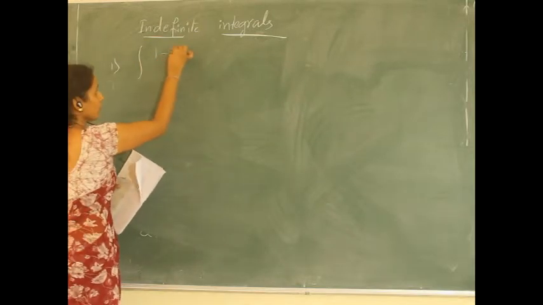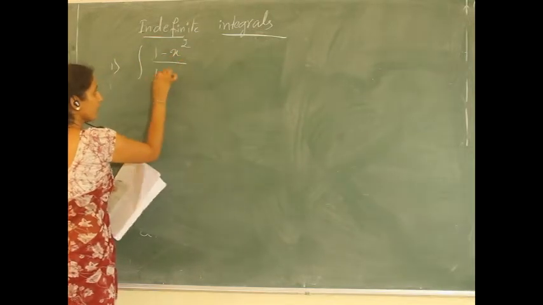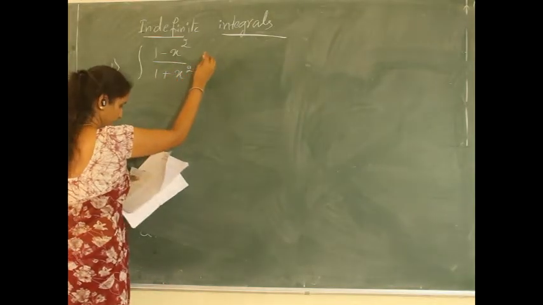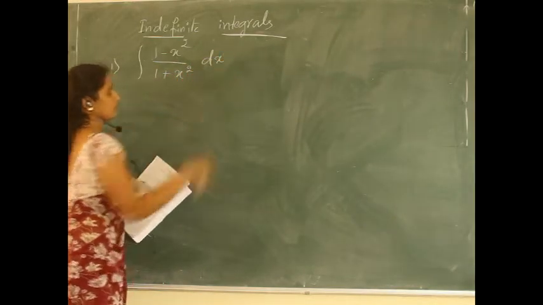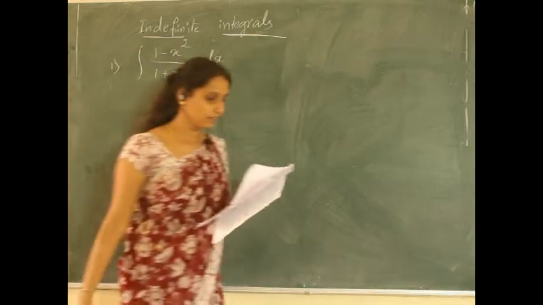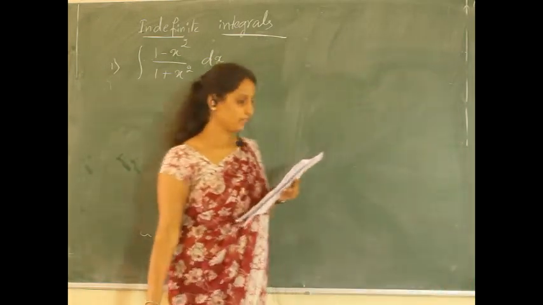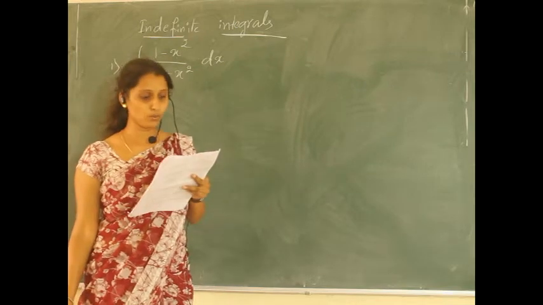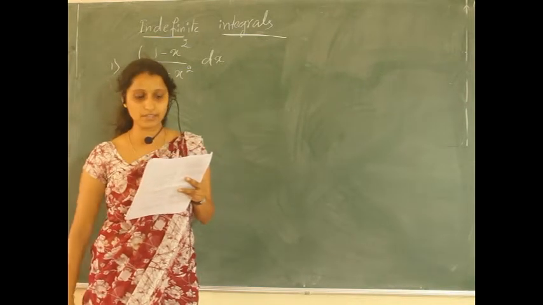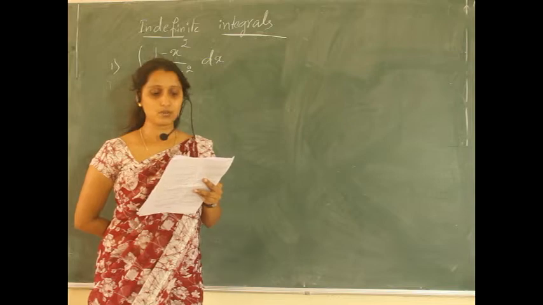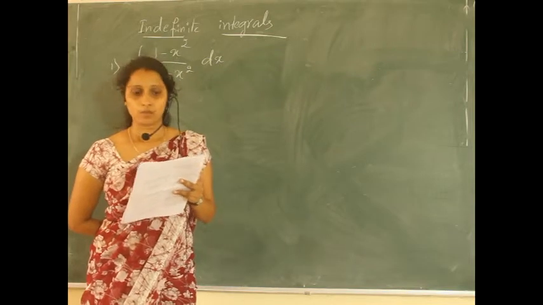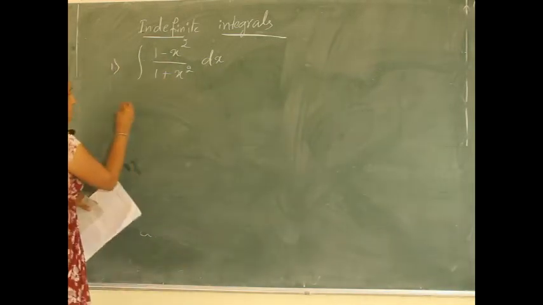Integral of (1 minus x square) divided by (1 plus x square) dx. The options are given: x plus 2 tan inverse x; minus x plus tan inverse x; minus x plus 2 sinh inverse x; and minus x plus 2 tan inverse x plus c. So how to solve this?